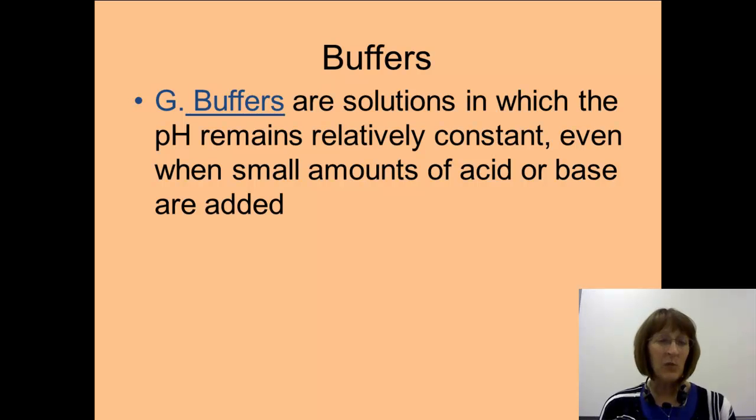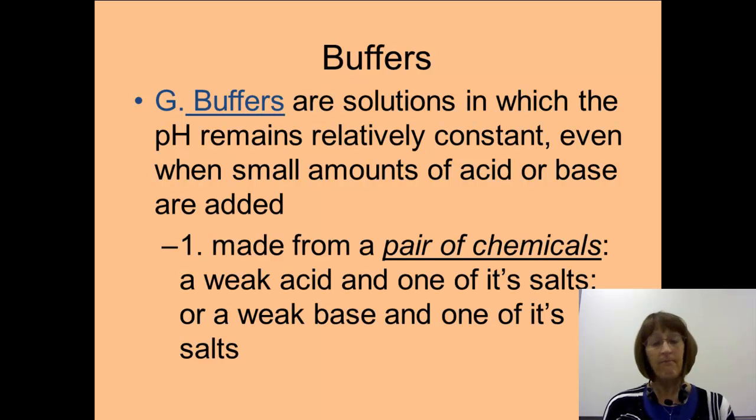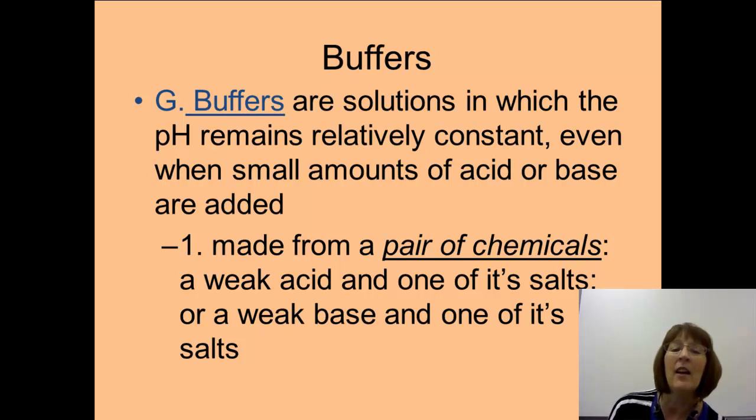Think about the aspirin or the tablets that you take. They're not a whole lot of the chemical, so you don't have to take a whole lot of it. The buffers are usually made from a pair of chemicals. It's made of a weak acid and one of its salts, a salt that you can make from that acid, or it's made of a weak base and one of its salts. It just depends on what you're putting it in and how you want to modify it. So it's made of a pair of chemicals, a weak acid and one of its salts, or a weak base and one of its salts.